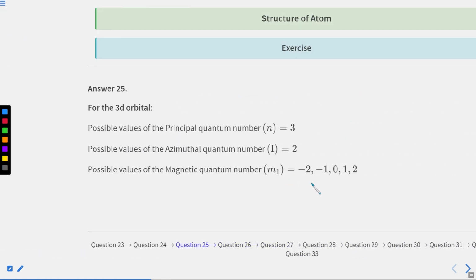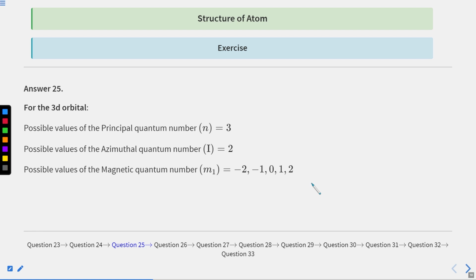Okay, so same thing written here. Possible value of n, that would be 3. Possible value of L, that is 2. And possible value of ml, that is minus 2, minus 1, 0, 1 and 2.